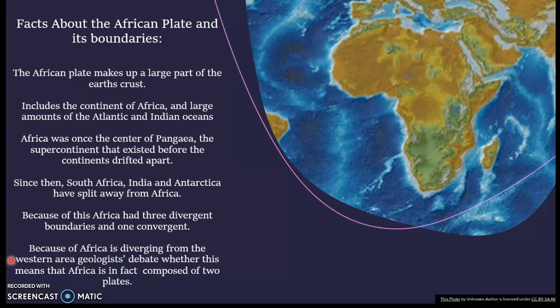Because of this, Africa has 3 divergent boundaries and 1 convergent. Because of Africa diverging from the western area, geologists debate whether this means that Africa is in fact composed of 2 plates instead of 1, which is kind of cool, I guess.